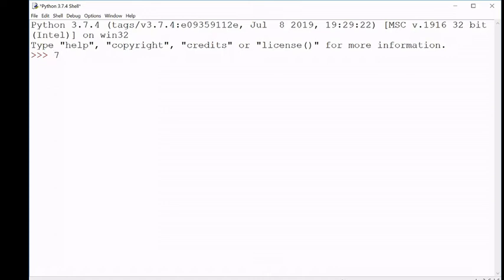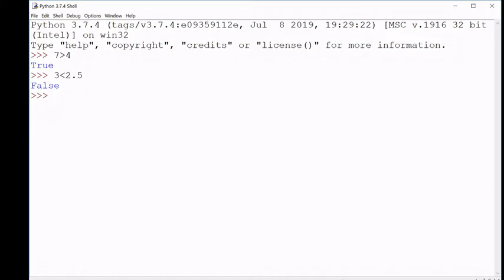So suppose I type in 7 greater than 4. This is me asking Python how 7 compares to 4. Is it greater than 4? And Python tells me this is true. 7 is indeed greater than 4. I could also test whether 3 is less than 2.5. And this time Python tells me that's false, which we know because 3 is in fact bigger than 2.5.